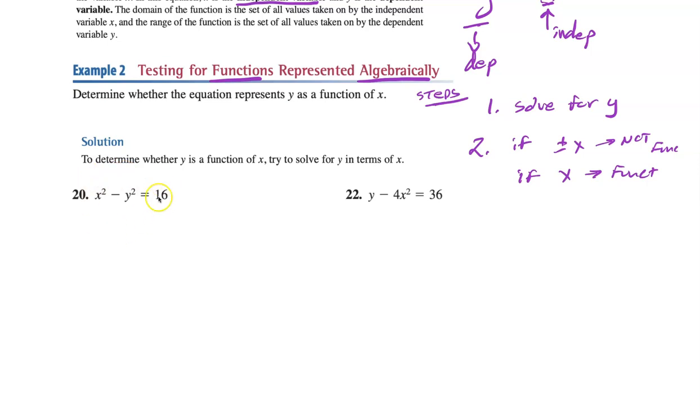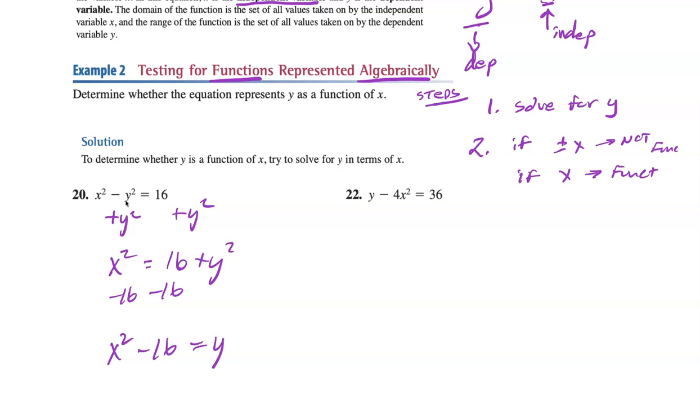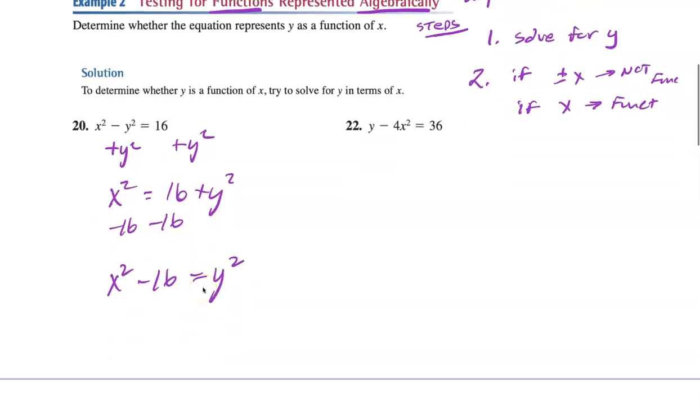So if I'm trying to determine if this is y as a function of x, all you have to do is solve for y. So like here, let's subtract x squared. I get negative y squared equals 16 minus x squared. I'm not even going to erase, we're going to keep this up there. I want to get y by itself. I'm just going to add y squared to both sides. It's just easier. So I get x squared equals 16 plus y squared. Let's subtract that 16. I get x squared minus 16 equals y squared. I want to get y by itself, so we're going to square root both sides.